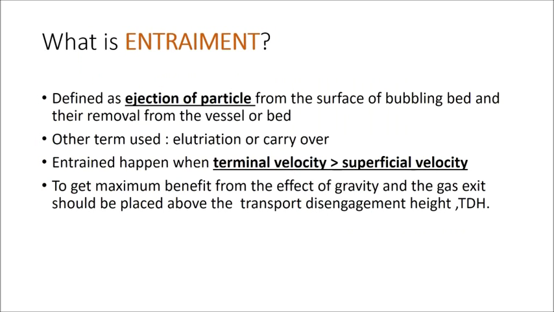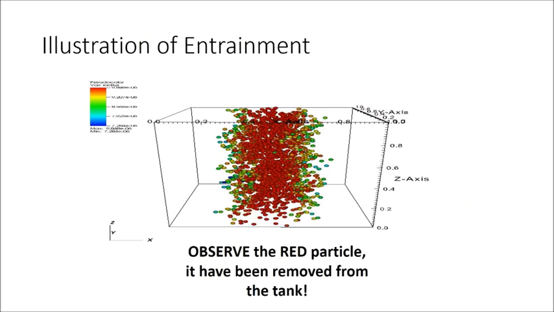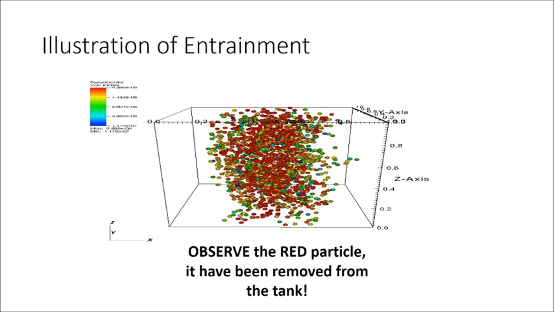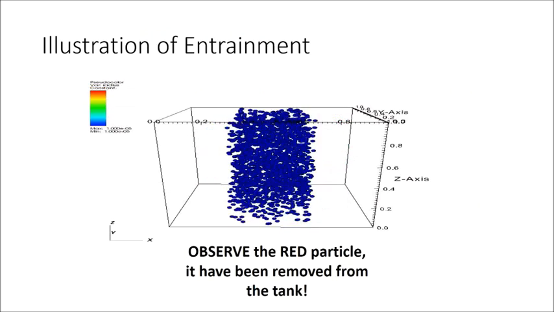What is entrainment? Entrainment is defined as the ejection of particles from the surface of a bubbling bed and their removal from the vessel. Entrainment happens when the terminal velocity is greater than the superficial velocity. This is the illustration of entrainment. Observe the red particle.